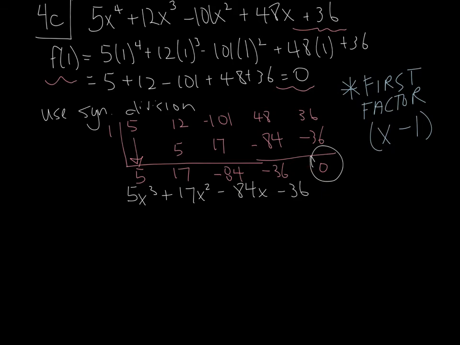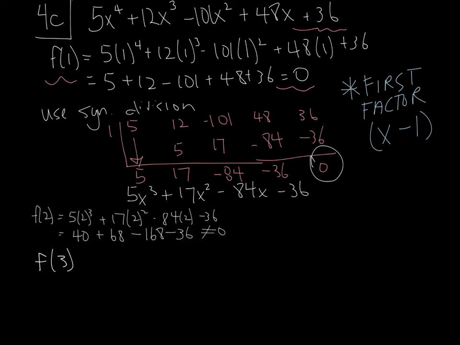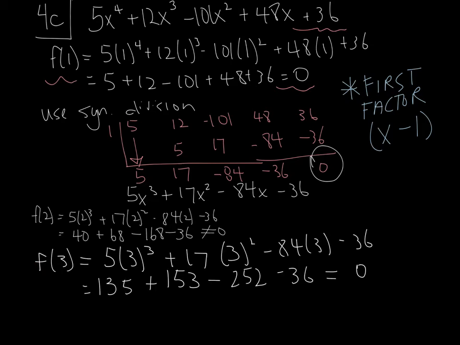So I'm going to continue doing f at 2, anything that goes into 36. As you can see, f at 2 did not work, did not give me a remainder of 0. So 2 is not a factor, or x minus 2 is not a factor. I'm now going to try f at 3. Okay, as I said, when I substituted in 2, that did not work, so that was not a factor. Then I substituted in 3, and as a result, I end up with a remainder of 0, which means x minus 3 is a factor.